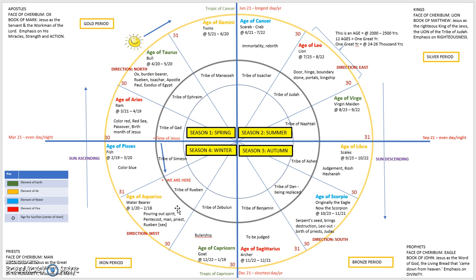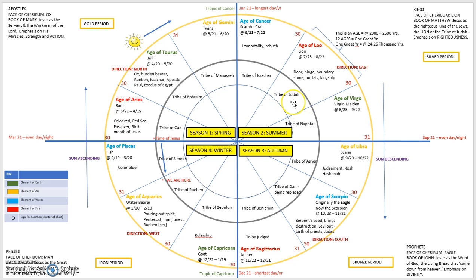And so in through here, I went ahead and identified, I have a key here, and I've color-coded the element of the earth, air, water, and fire. And so if it's an earth sign, I left it as green. If it's an air sign, I identified it in orange. If it's a water sign, blue. And if it's a fire sign, I went ahead and identified it in red.